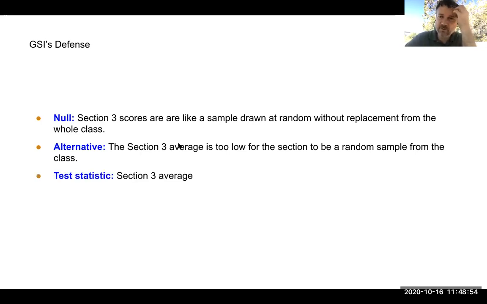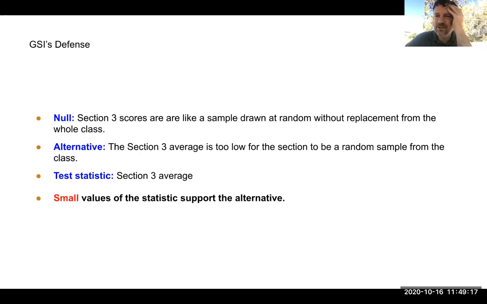Okay, so the test statistic we used was the average score in section 3, and now smaller values of the statistic support the alternative. Larger values support the null. If the value that section 3 got was about the same as the average of the class as a whole, that would support the null. Here's something that might be a little confusing. What if the average score of the class as a whole was 80% and section 3 scored 90%? Would that support the null or the alternative? Well, in this case, it would support the null more than the alternative, because that's above average. Maybe it's kind of an unlikely outcome, but it's more unlikely if the alternative was true than if the null was true.